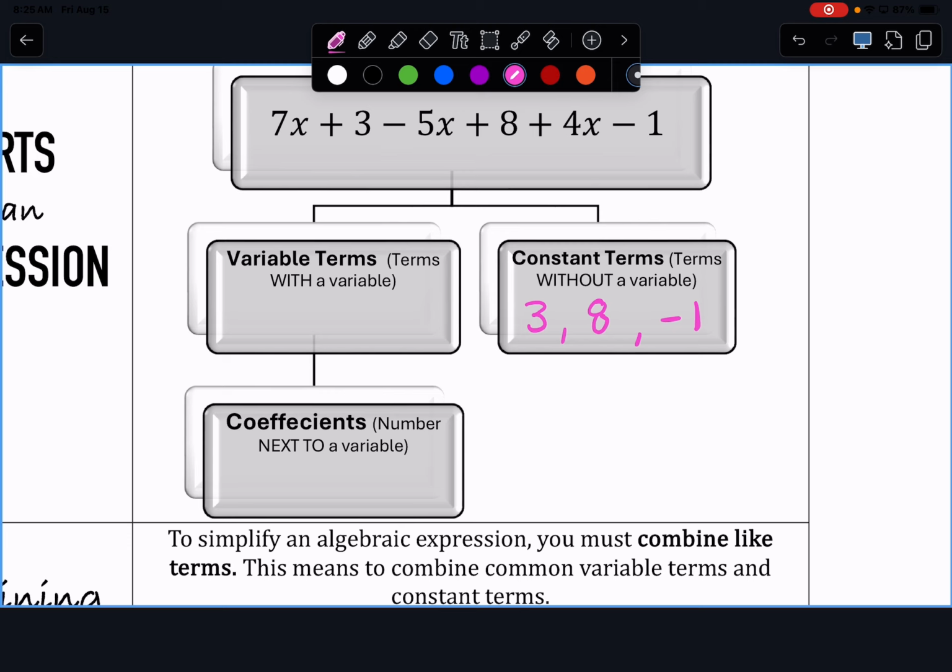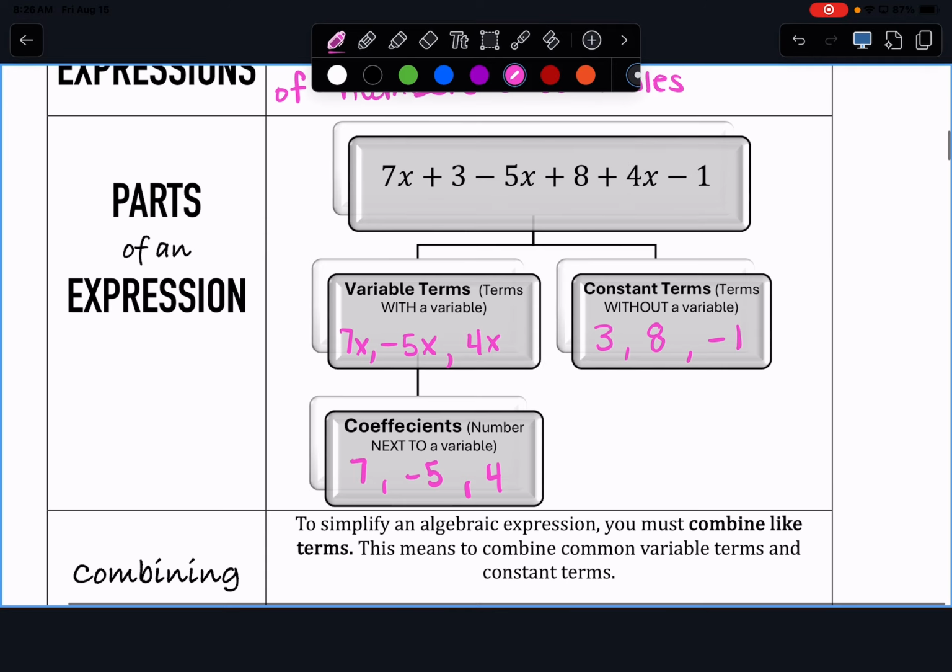What is the variable in this problem? X. So what are our variable terms? 7x, negative 5x, and 4x. Now, a coefficient is the number where? In front of the variable. So what are our coefficients? 7, negative 5, and 4.